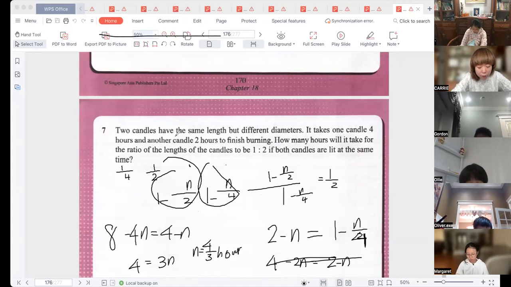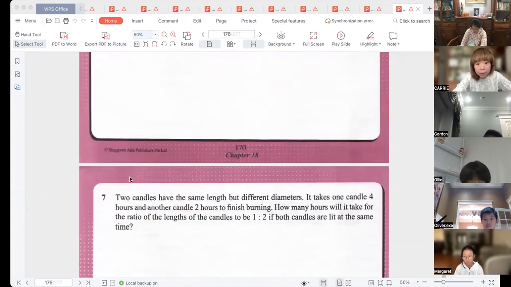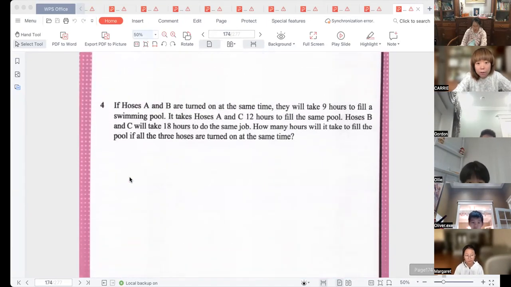Okay, so I'm going to take a look at number 4. Number 4 is a similar question, but I think there's some students not very clear about it. If hoses A and B are turned on at the same time, they would take 9 hours to fill a swimming pool. It takes hoses A and C 12 hours to fill the same pool. Hoses B and C will take 18 hours to do the same job. How many hours would it take to fill the pool if all the three hoses are turned on at the same time?